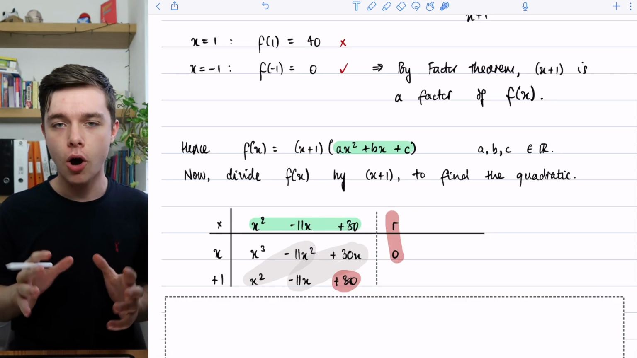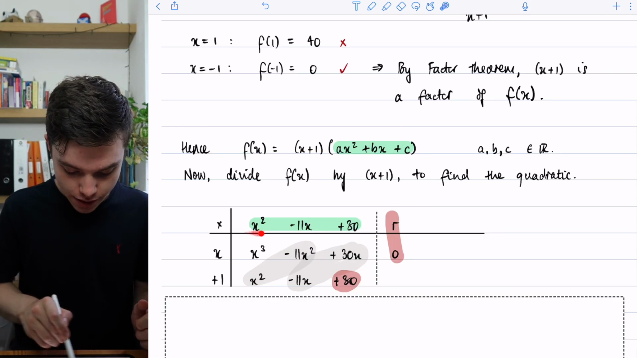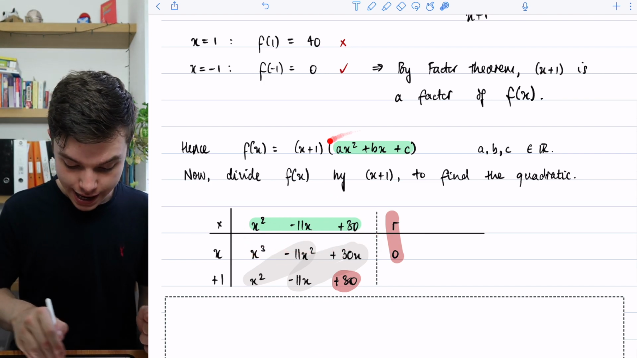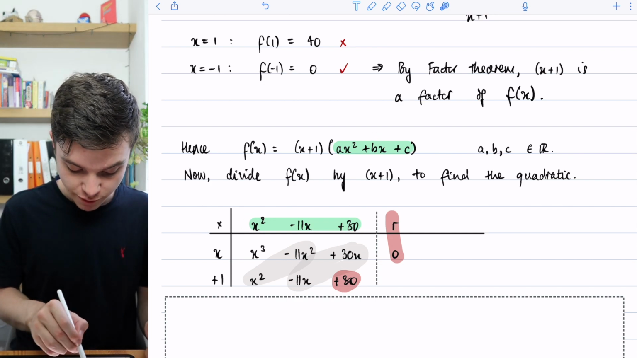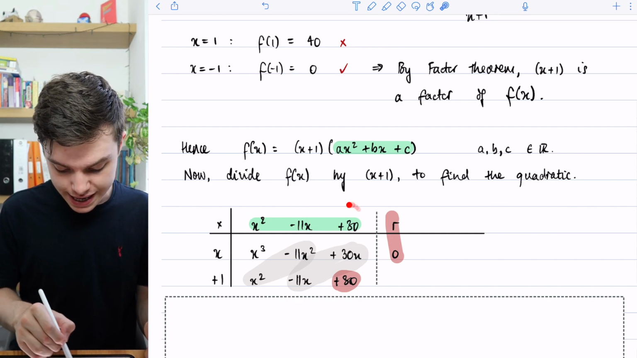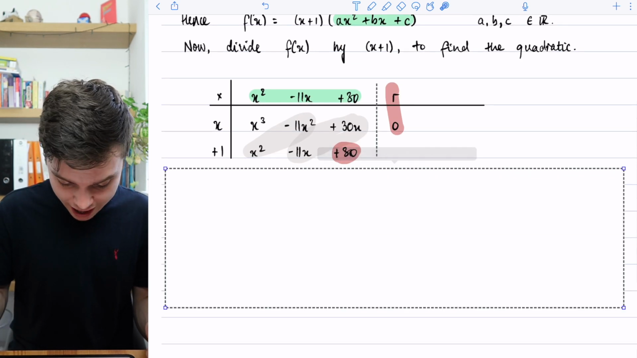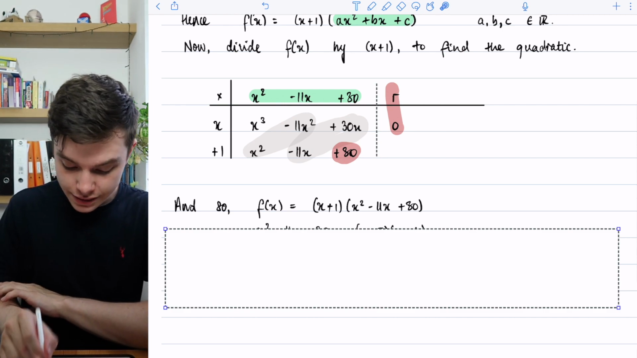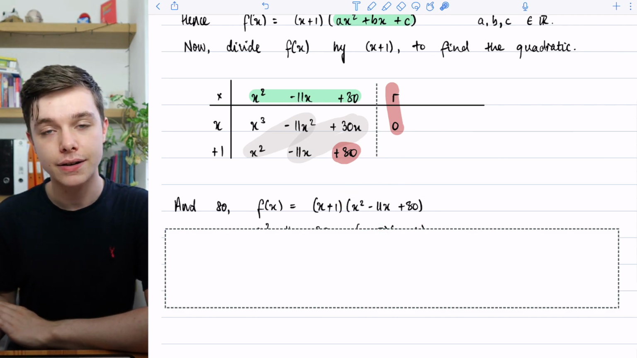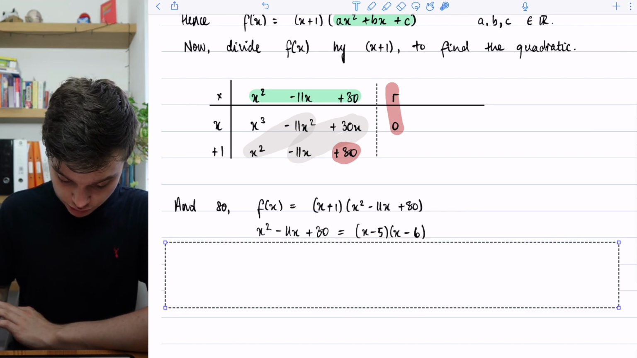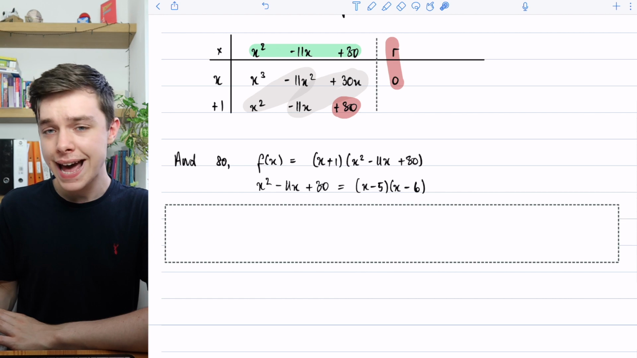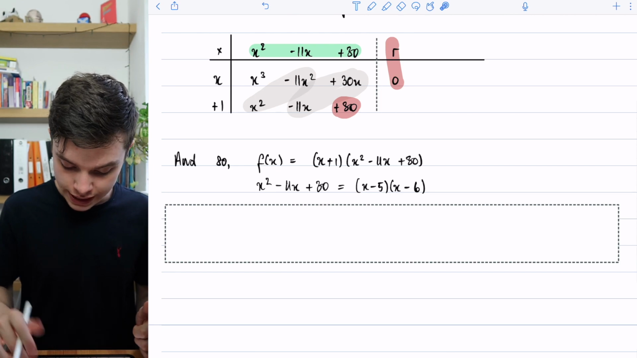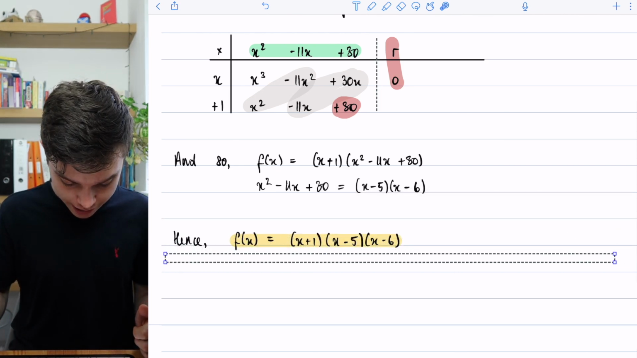So then my answer, or my quotient if you like, is this at the top of the grid. That is the quadratic that we get here. So my value of A is 1, my value of B is minus 11, and my value of C is 30. So we can write f of x now like that, okay? And then all we need to do is just factorise this quadratic if we can. So factorising that quadratic, you could do that if you want to. You get x minus 5 and x minus 6. Multiply that out, you get the quadratic that we need. And so we can write our cubic like that.